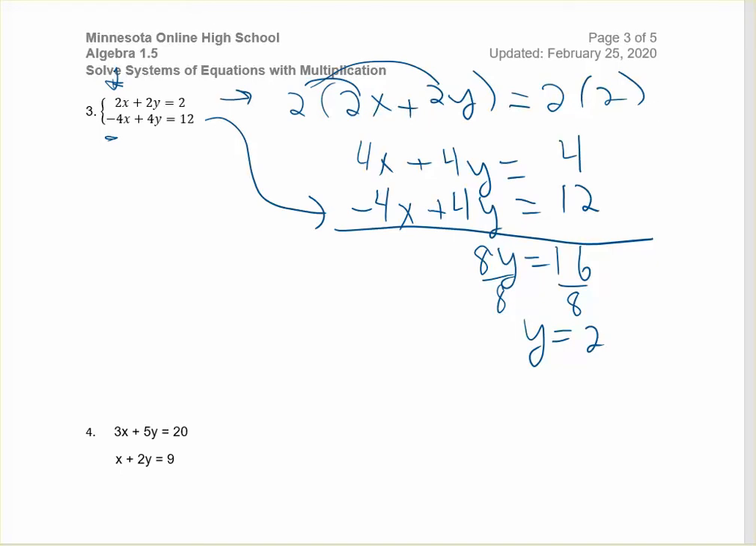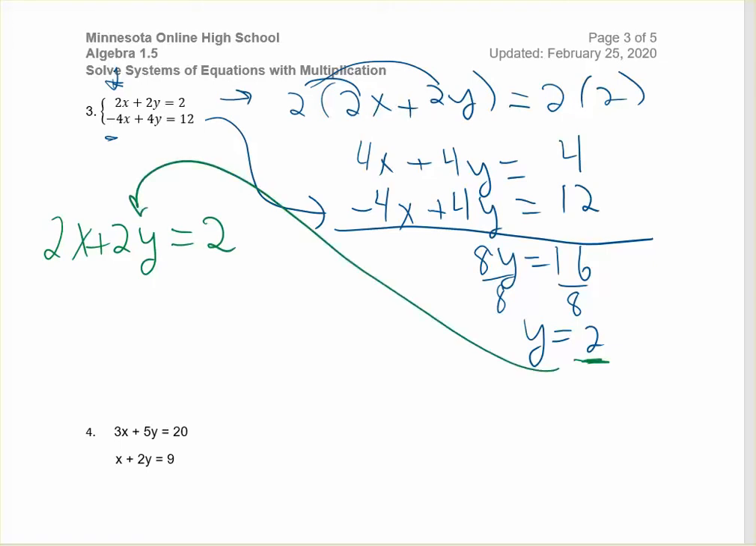Now remember, we're not done. Once we know what y is, we still have to find out what x is. You can pick either equation. The top one has a little bit smaller number, so I'm going to use the top equation to find x. I'm going to take what y is equal to and plug it into my equation. 2x plus 2 times 2 equals 2.